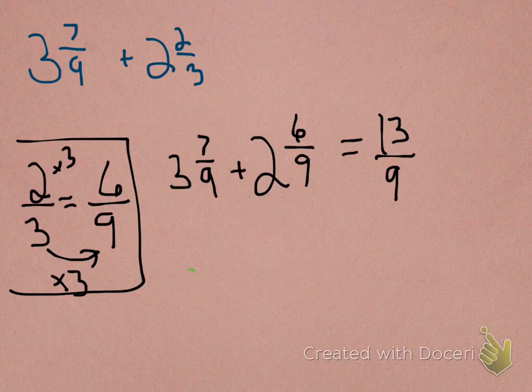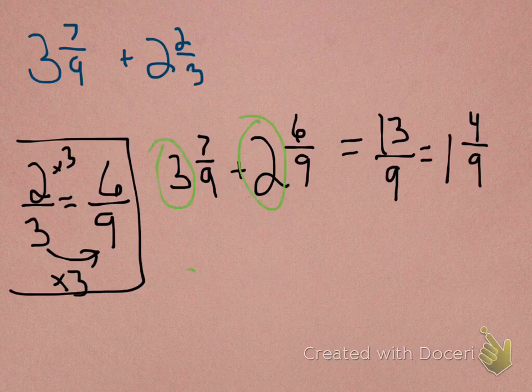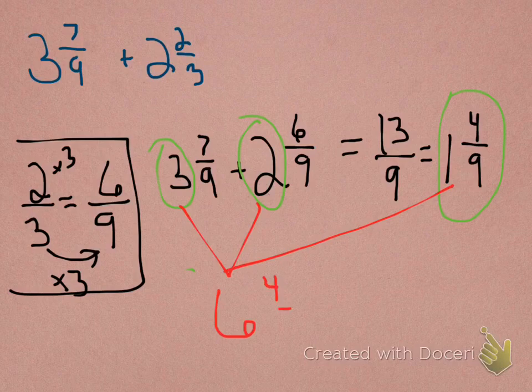Again, we have an improper fraction. Can't leave it like that. So we turn it into 1 and 4/9 because 9 fits inside 13 once with 4 left over. But don't forget, we still have our 3 and our 2 as the whole numbers. So we're looking at 3 plus 2 plus 1 and 4/9. Really just add up the whole numbers as if they're by themselves. 3 plus 2 plus 1, well, that's 6. And the fraction is still there, it's 4/9, okay? So your final answer is 6 and 4/9.